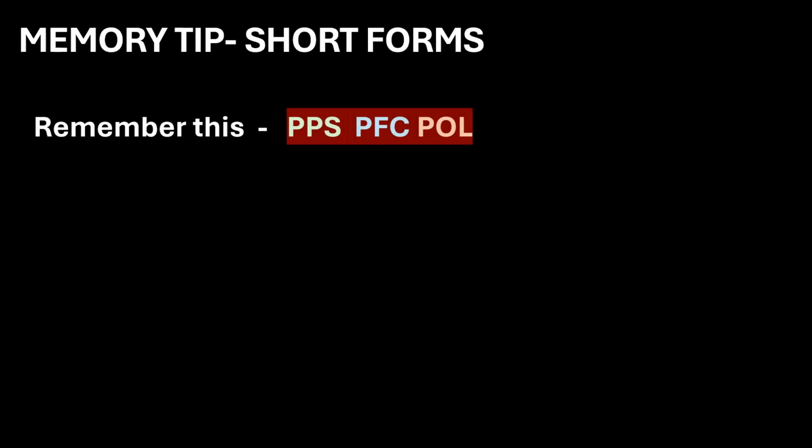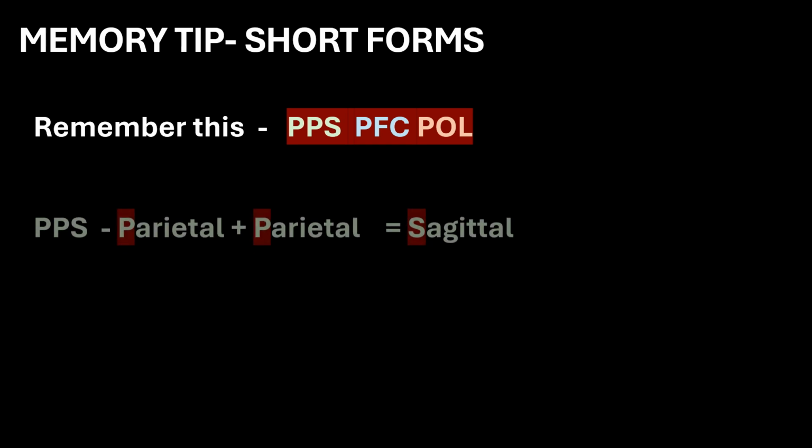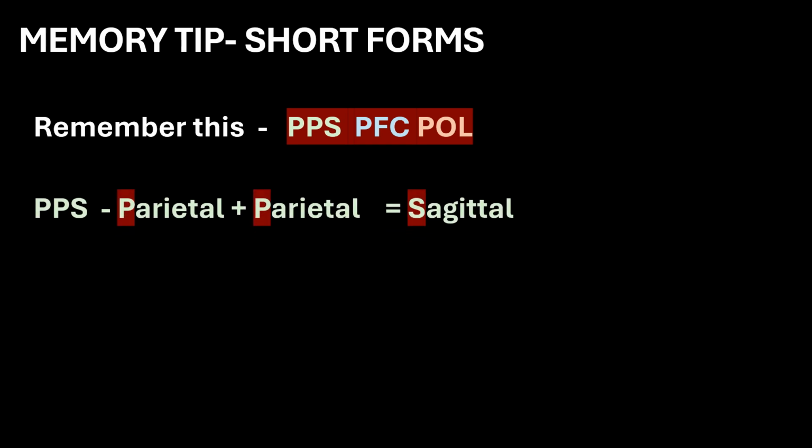Now let us have some memory tips with short forms. Remember this short form: PPS, PFC and POL. The first one is PPS. Parietal plus parietal is equal to sagittal. So the sagittal suture is situated between two parietal bones.